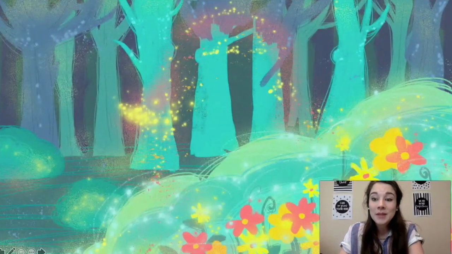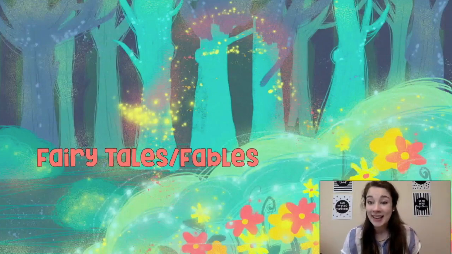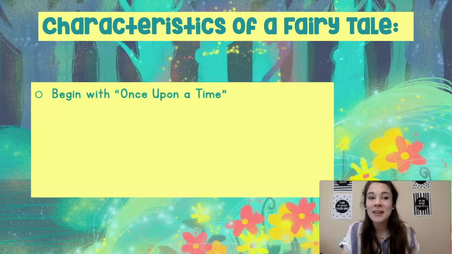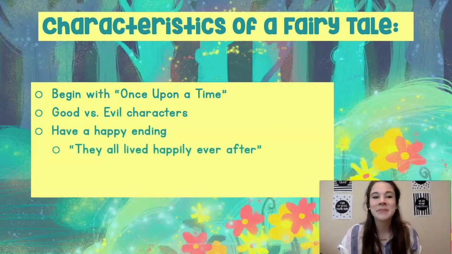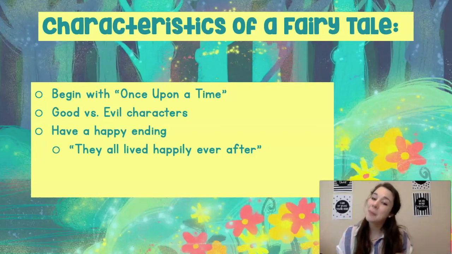Okay, scholars, let's see what we're going to be studying this week. It's fairy tales and fables again. Before we do anything with fairy tales and fables, let's remember the characteristics of a fairy tale. Remember them from last week when we did the Three Little Pigs? Let's do them together. Usually begins with once upon a time. There's good and evil characters. They always have a happy ending. At the end of the books, it might say they lived happily ever after, or they were very happy together at the end.